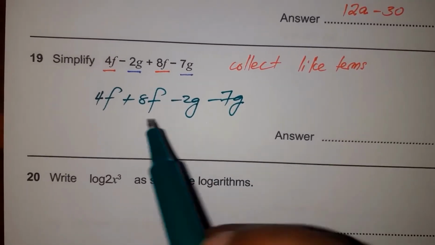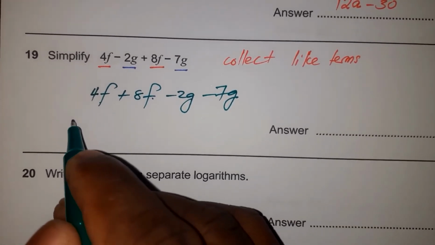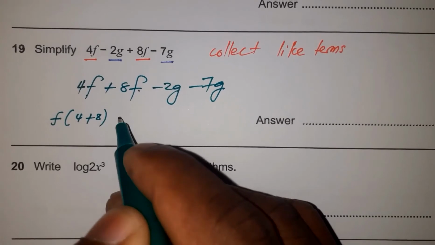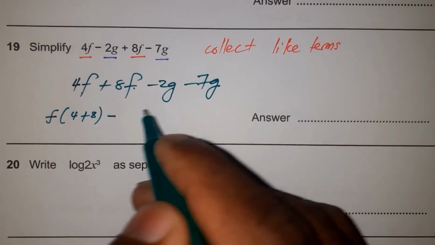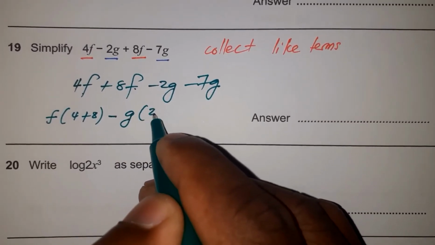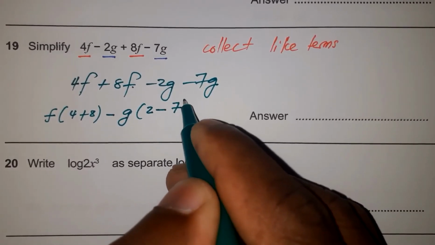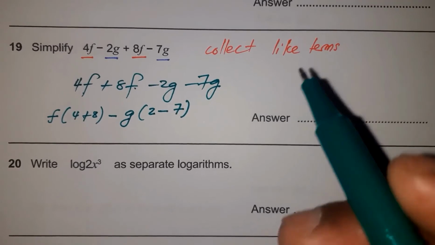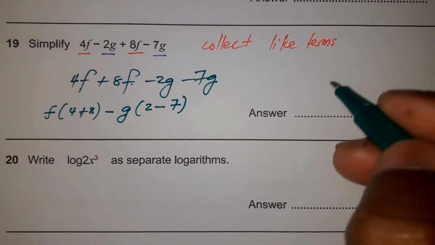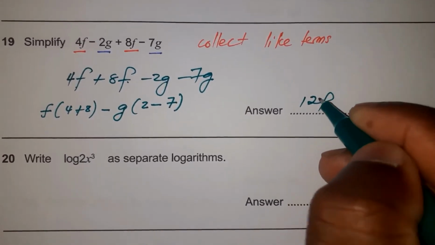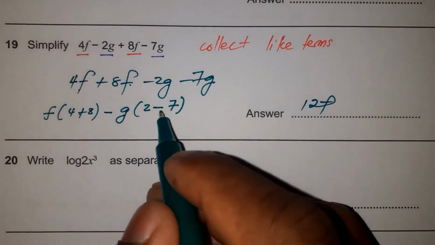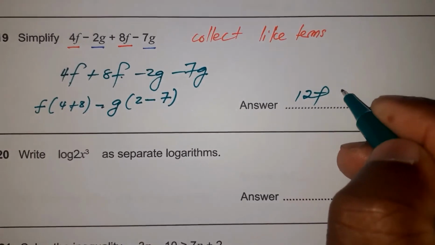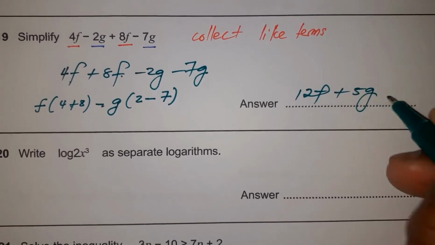Since I have f, I can take out my f, and then 4 plus 8, minus g there, I can take out my g, 2 minus 7. 4 plus 8 is 12, therefore I have 12f. And then here I have minus 5. Minus 5 times minus g gives positive, therefore plus 5g.